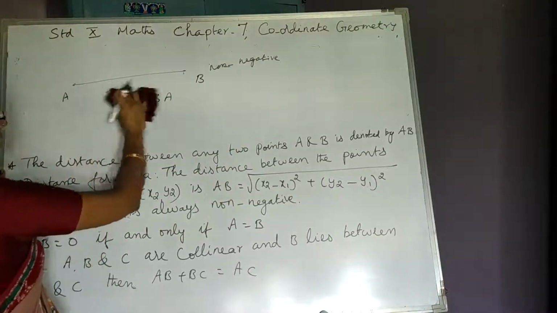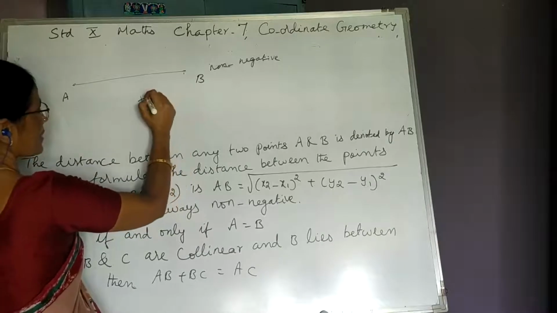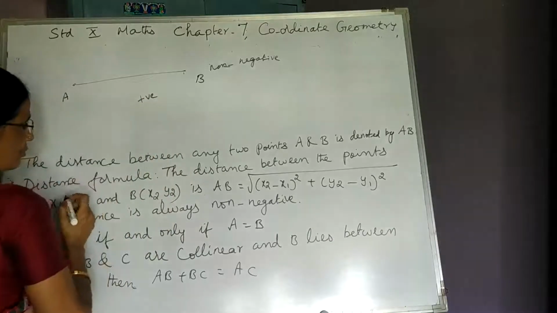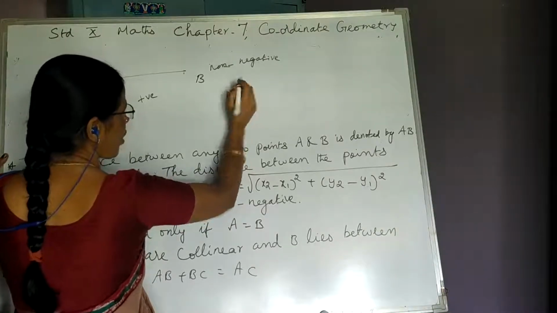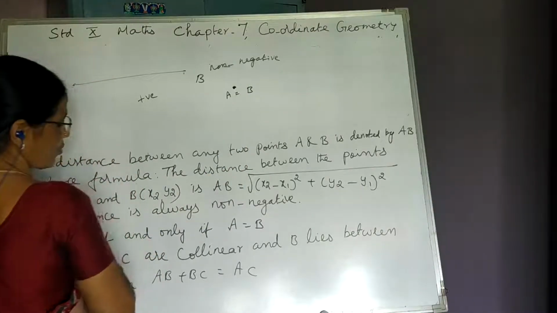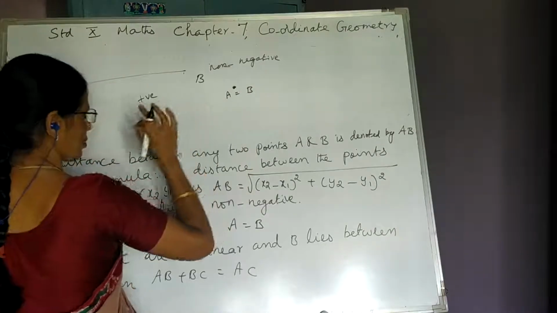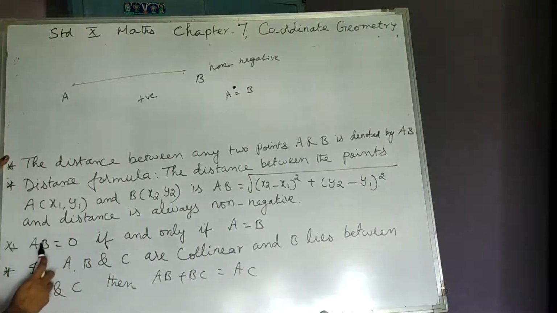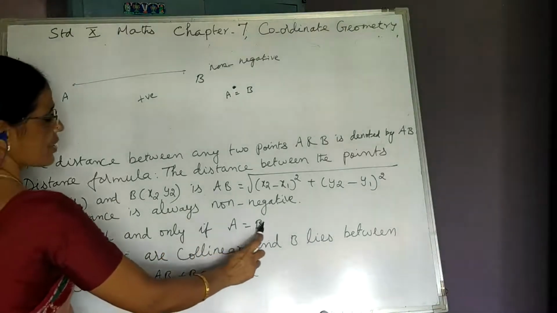So when A and B are distinct points, the answer will be positive. Suppose you find A and B at the same point, in that case, what is the distance between A and B? AB equals 0. So it is written here: AB equal to 0 if and only if A is equal to B.